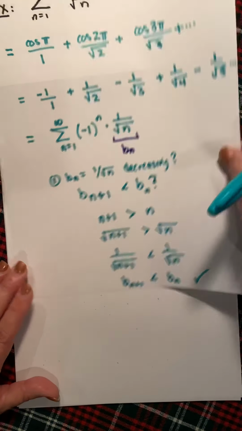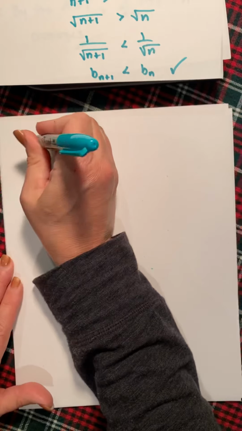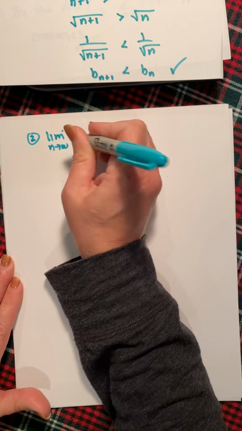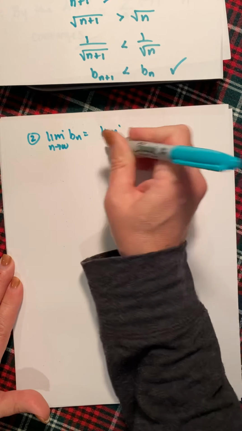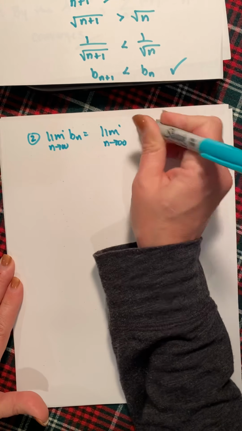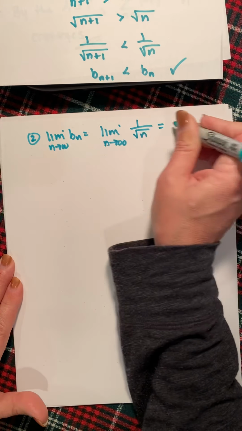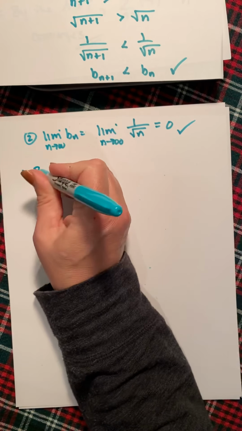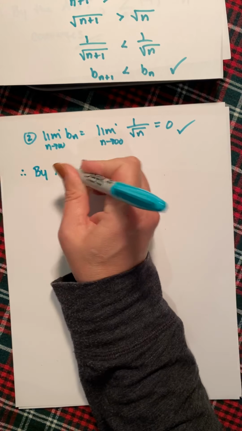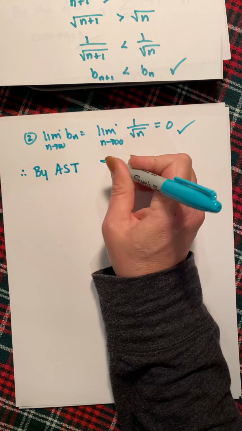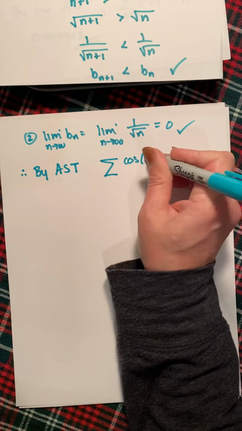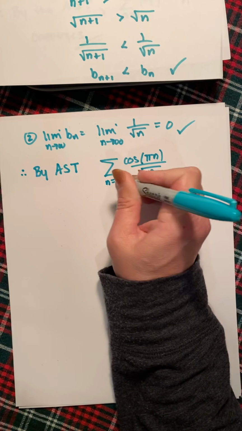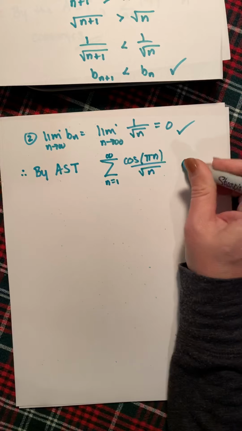And now we just have to take the limit, and if both those conditions hold, we're done. The limit as n goes to infinity of Bn, which in this case is the limit as n goes to infinity of 1 over the square root of n, is 0. So both conditions hold. Therefore, by the alternating series test, the sum of the cosine of pi n all over the square root of n, from n equals 1 to infinity, converges.